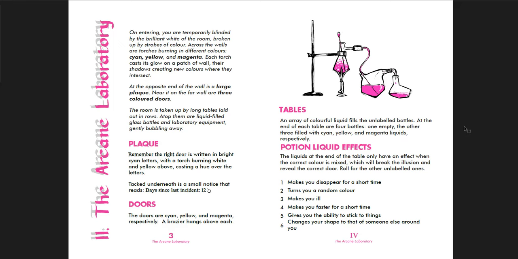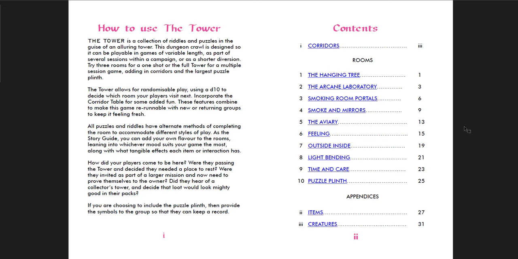I'm not going to go through the whole book because it's only 21 pages, and the ideas are kind of why you'd buy this. But I do think it's really, really cool, and you guys should check it out. And again, I'll go back to the table of contents and you can see the names of the rooms. There's the Hanging Tree, the Arcane Laboratory, Smoking Room Portals, Smoke and Mirrors, the Aviary, Feeling, Outside Inside, Light Bending, Time and Care, and the Puzzle Plinth. At the very end, you get items and creatures.